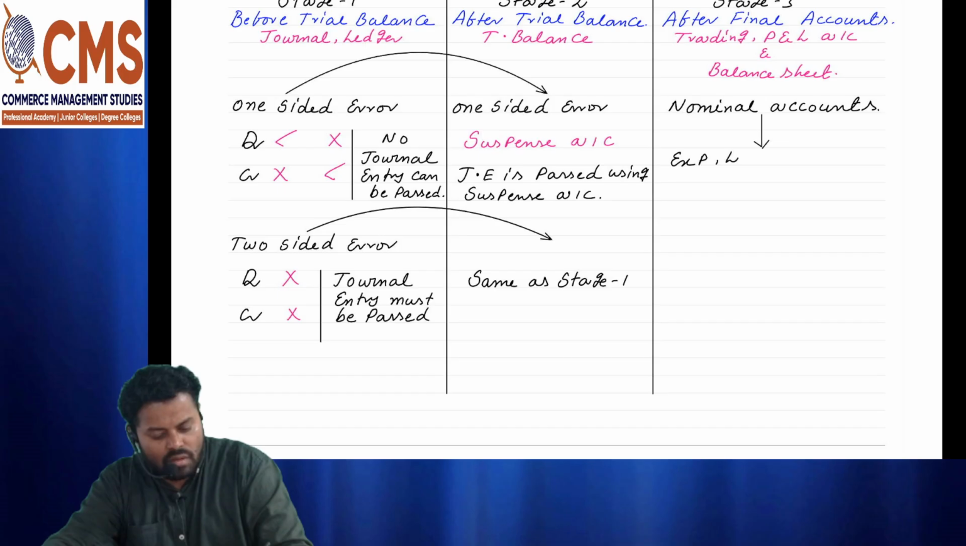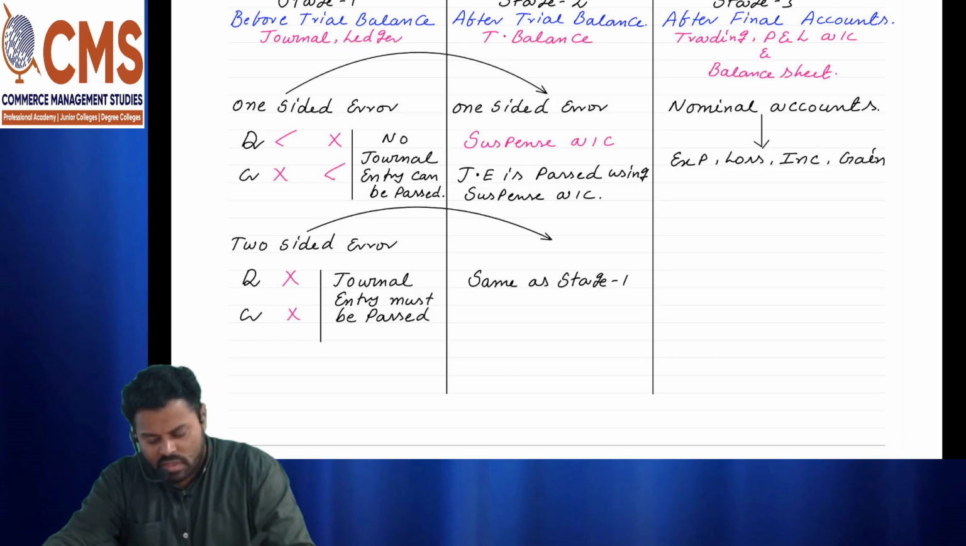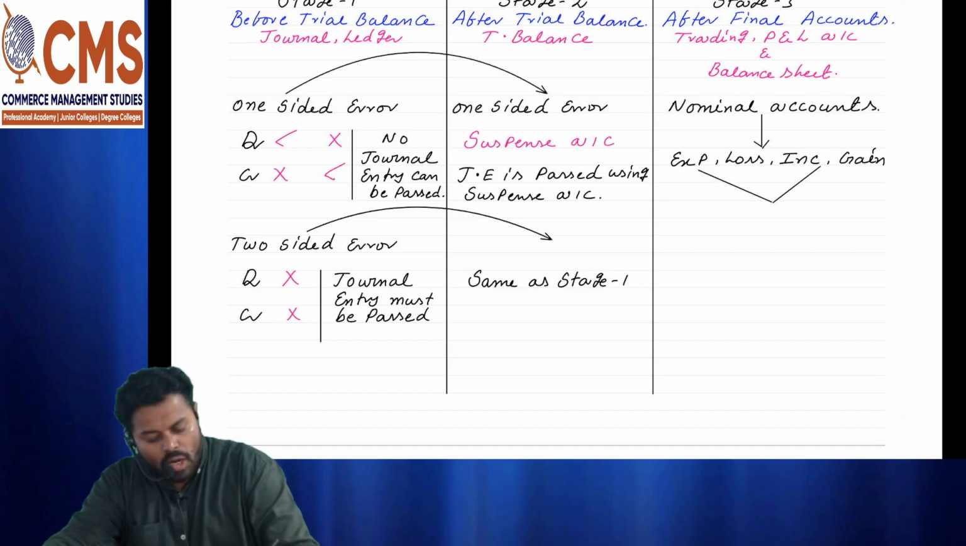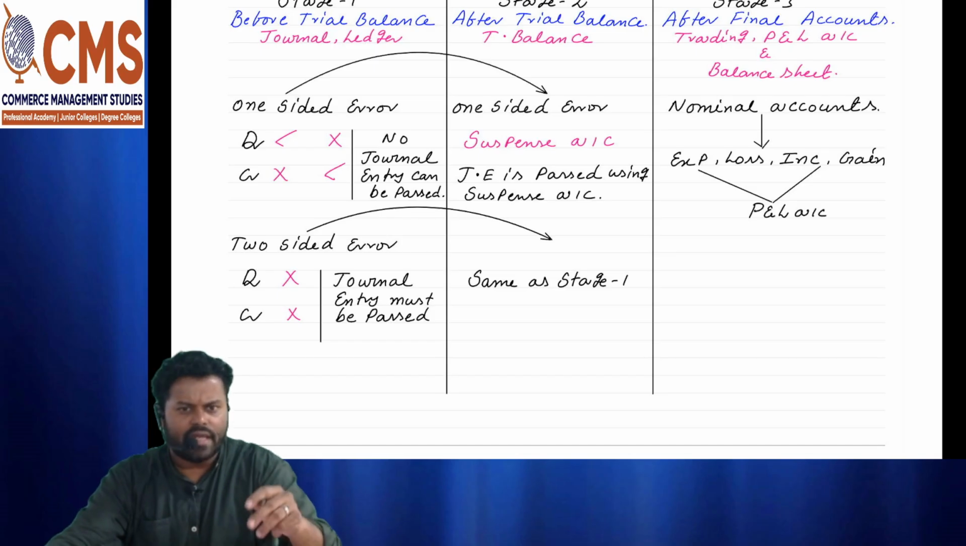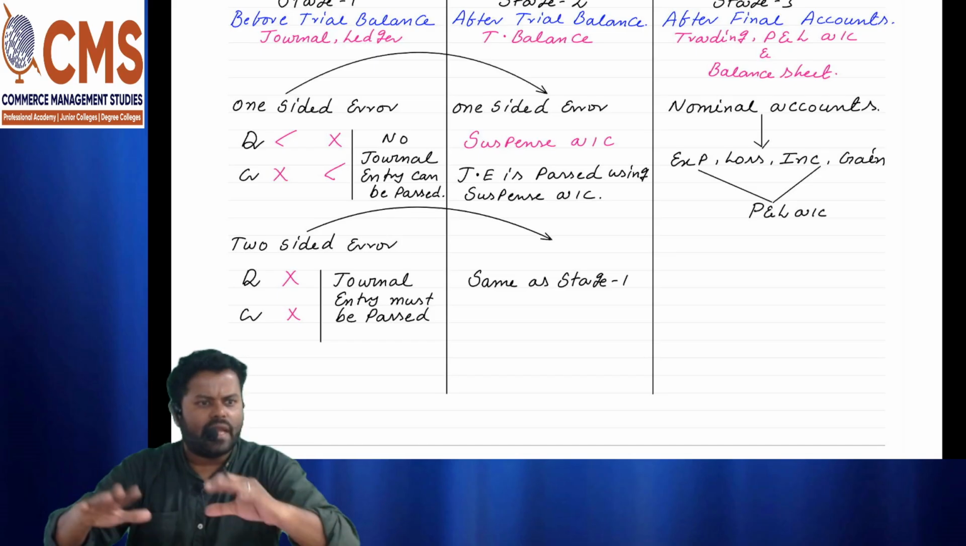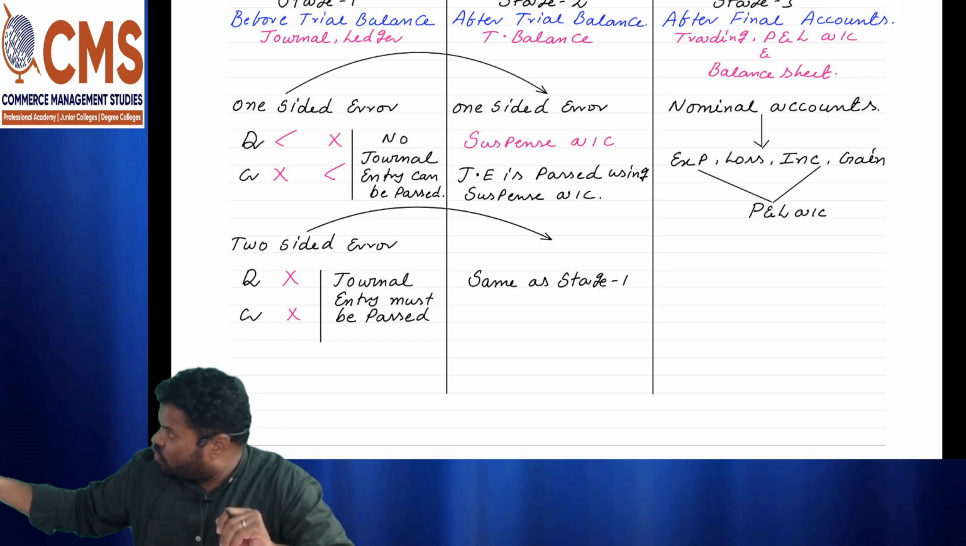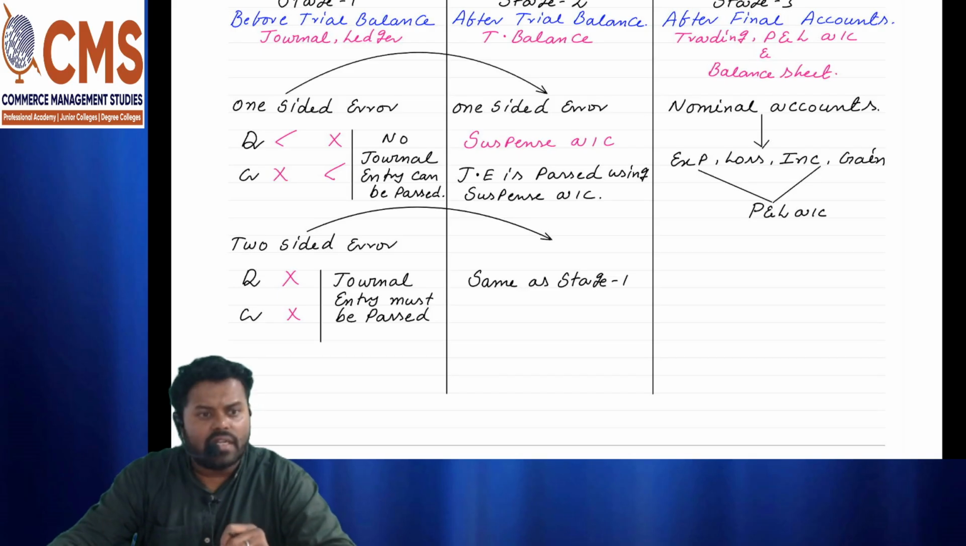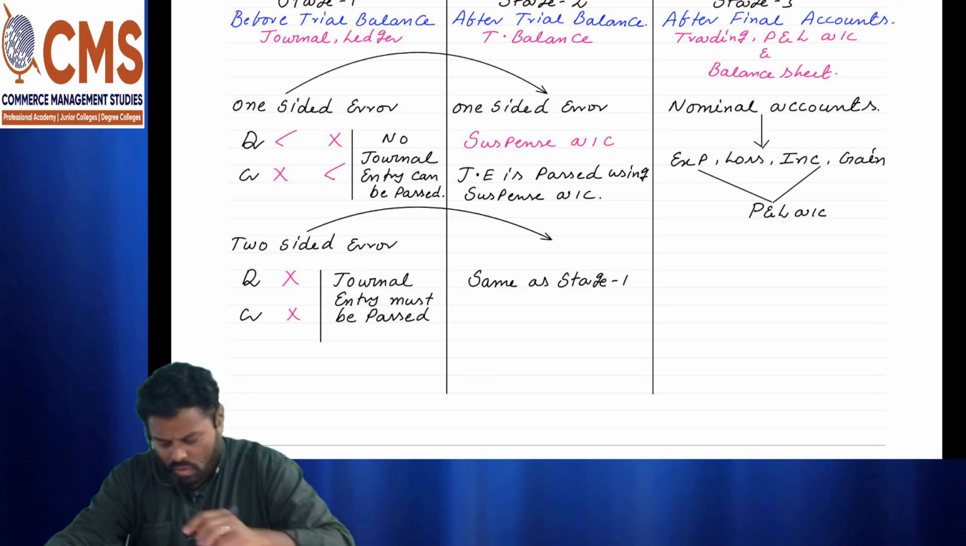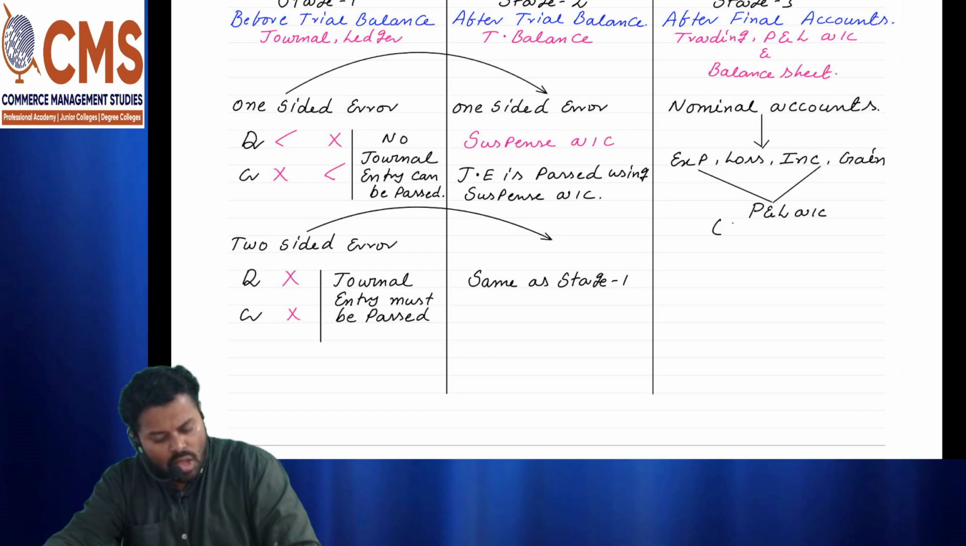Your expense accounts, loss accounts, income accounts and gain accounts. Obviously, all these 4 will go into what? Will go into your profit and loss account, which includes an account called as trading account. Trading account is a part of P&L account. So if any error is committed in any 4 of them, they will have a direct impact on your P&L account, or in layman terms, profit.